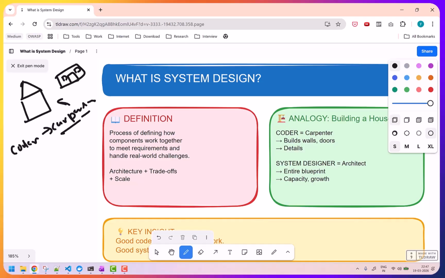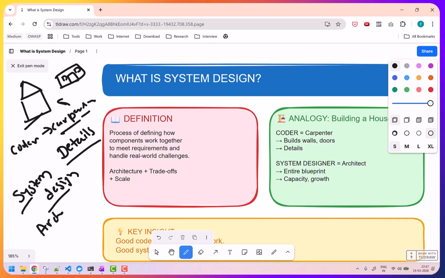Now you are focused on the details of it, right? How it looks like. It is not a system design of the house. So if you want to do system design for this house, then you need to think like an architect. You need to think how many people are going to live in this house? 2 people or 20 people? What if there is an earthquake?